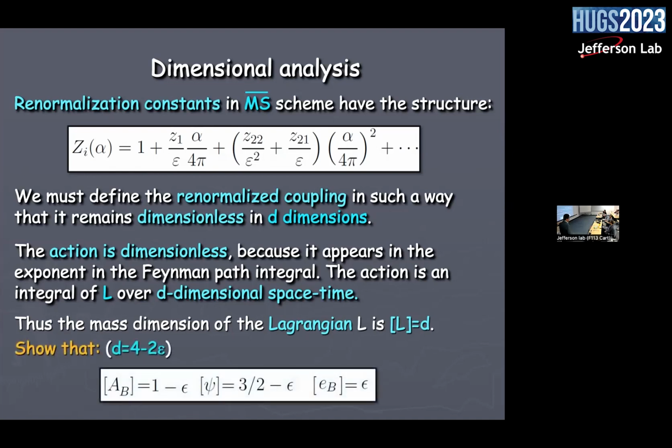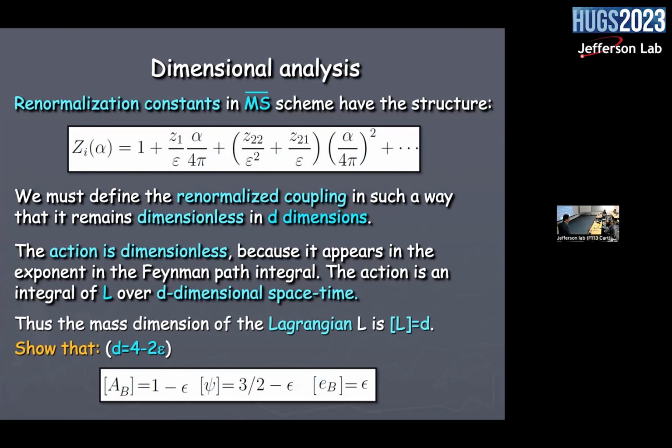Now the exercise they're giving is that you start by assuming that d^dx times the Lagrangian density is dimensionless, and that will allow you to determine, in dimensions which are 4 minus 2 epsilon, what the dimensions of each of these fields will be. So the photon field will no longer have dimension 1, it will be 1 minus epsilon. The psi field, which is usually 3/2 mass dimensions, will be 3/2 minus epsilon. And the charge will have dimension epsilon. It's a simple little exercise like the one we did yesterday.